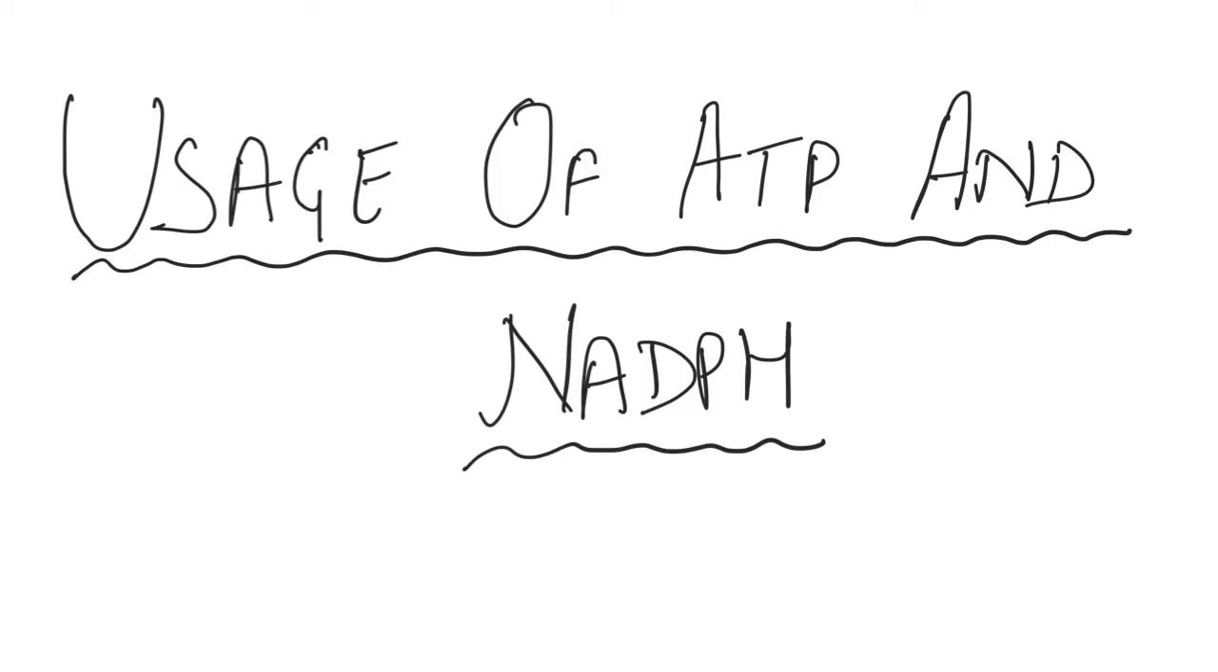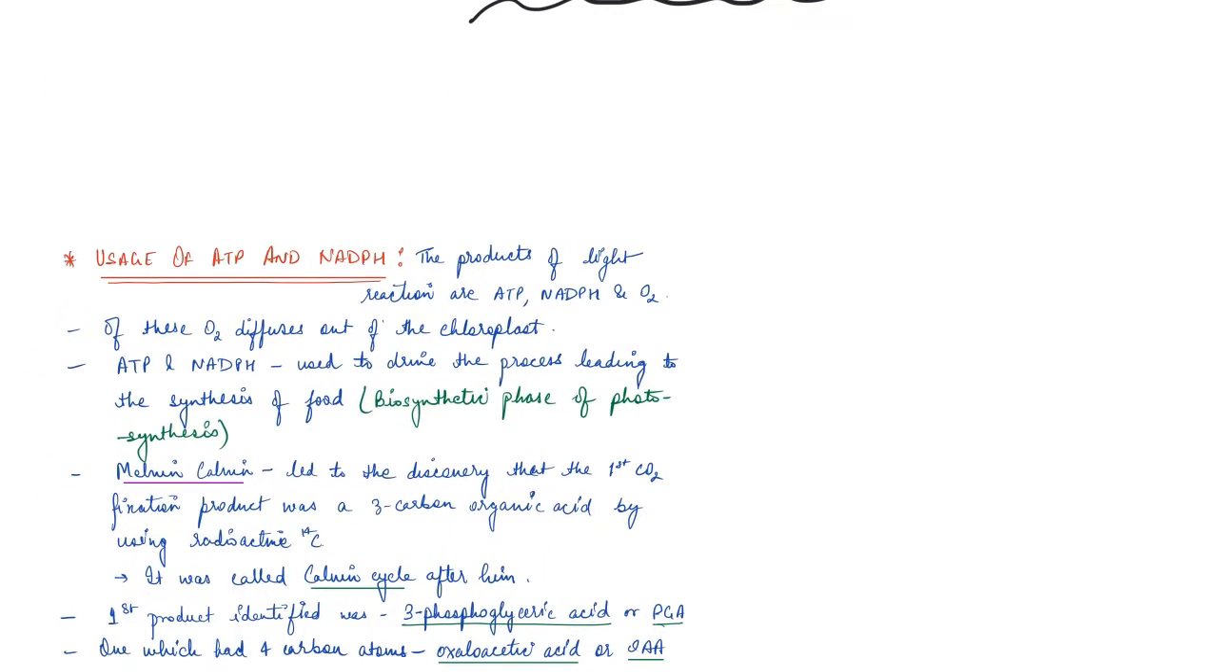So guys, in today's video, we are going to cover where exactly the ATP and NADPH, which is produced during cyclic or non-cyclic photophosphorylation, which is produced during the electron transport system, is consumed. What is the usage of these ATP and NADPH, right? So till now, what we have studied is that these products of light reaction are what? It is either ATP or NADPH or O2, right?